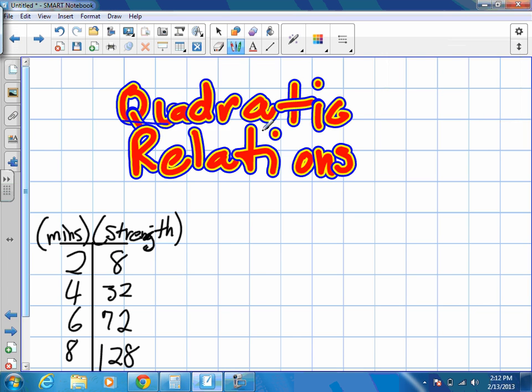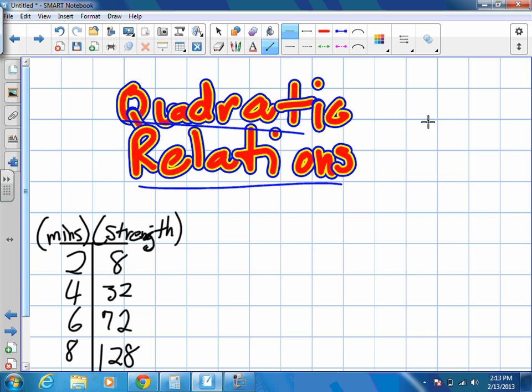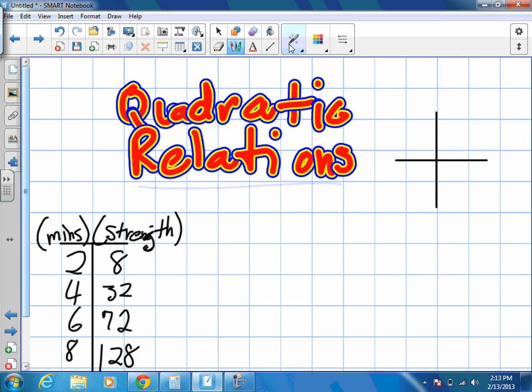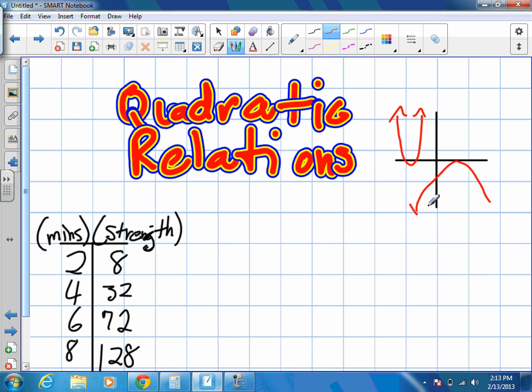Quadratic relations. Okay, so we just went over linear relations. We're going to talk about some of the background knowledge you should have for quadratic relations. On a graph, what shape does a quadratic relation make? Yeah, it makes a parabola. So we have something like this, maybe something like this. These are all roughly types of a parabola. So if we have that shape on a graph, we know we have a quadratic relation.